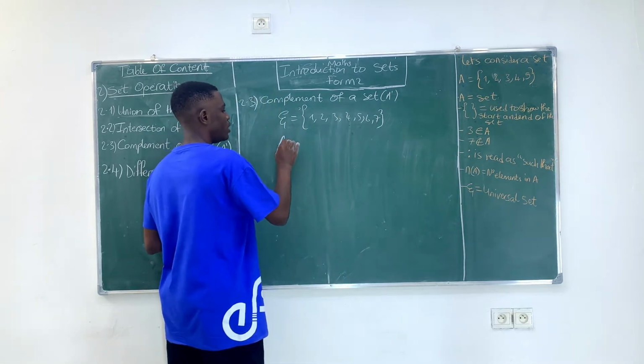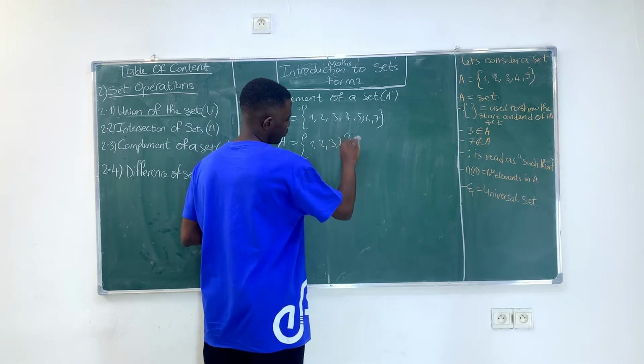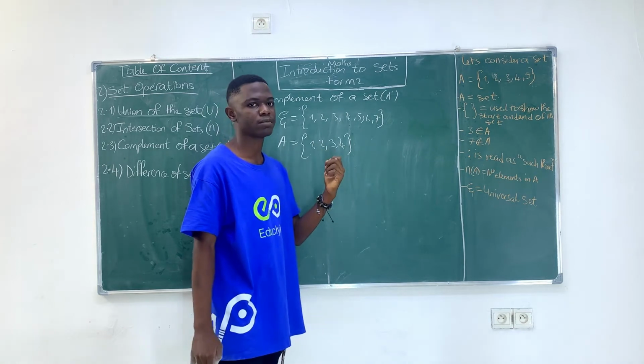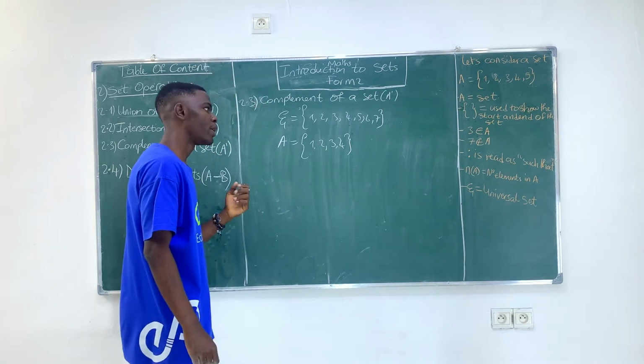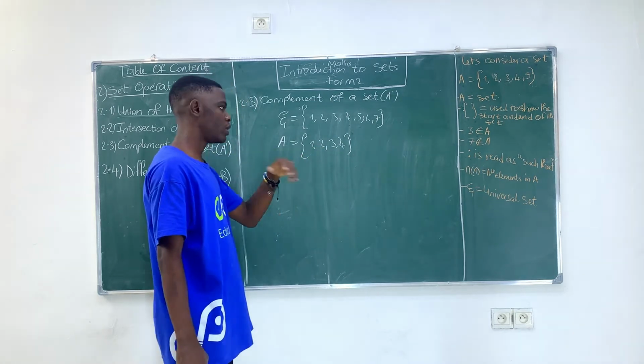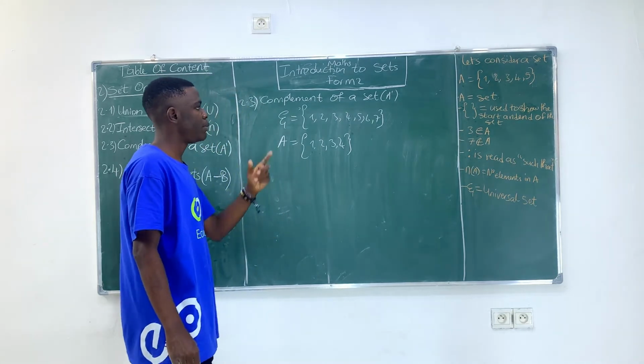So then you have your own set A. This will be a subset of this universal set. It is a proper subset of the universal set. Let's imagine this is Monday, Tuesday, Wednesday, Thursday, or this is 1, 2, 3, and 4. What is the complement of this?